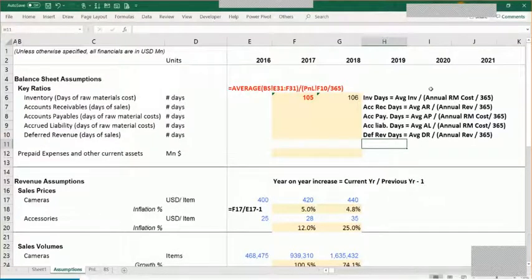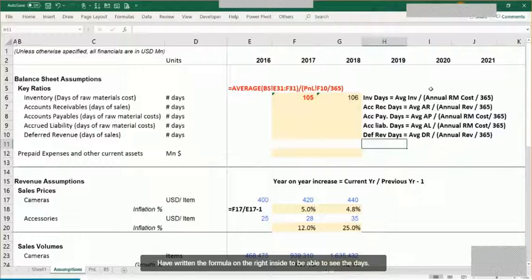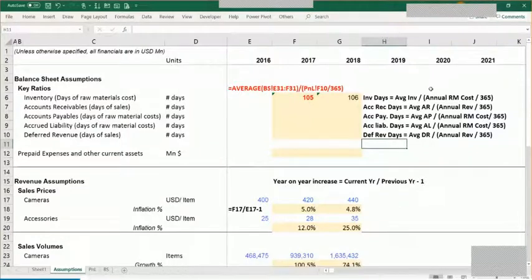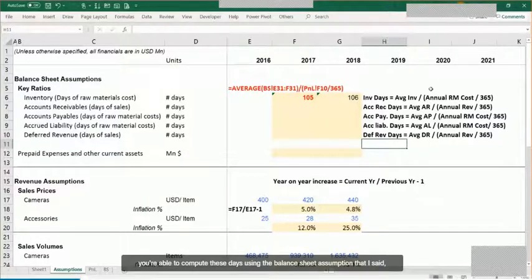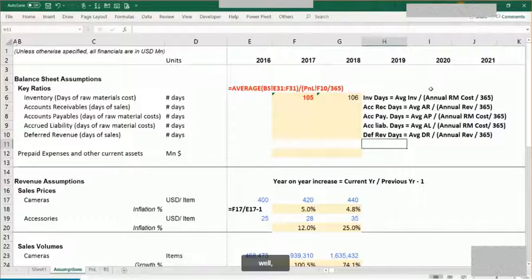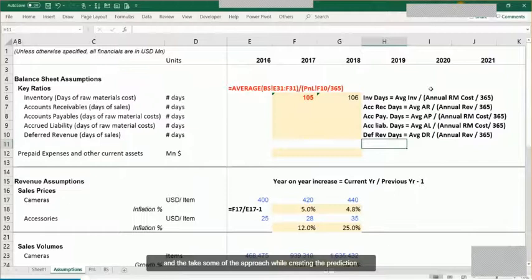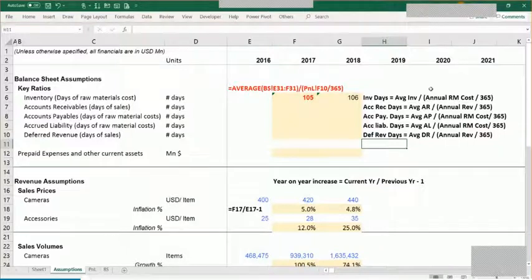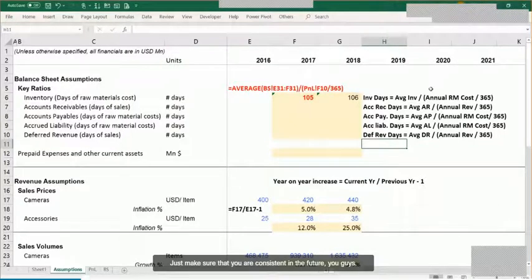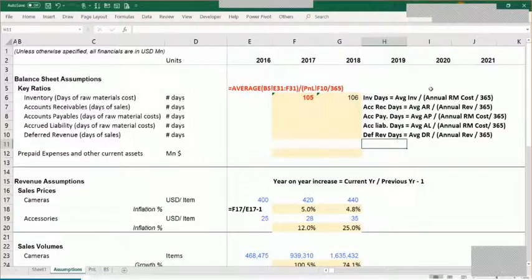I've written the formula on the right hand side to be able to see the days for all of these items. Please see if you're able to compute these days using the balance sheet assumptions. As I said, this is one of those items where I've seen many people tend to commit a mistake in creating the financial model, because they use one approach while taking the balance sheet assumption and some other approach while creating the projection. So you need to remain consistent. Whatever logic you use for the historical data, make sure that you are consistent in the future years as well.